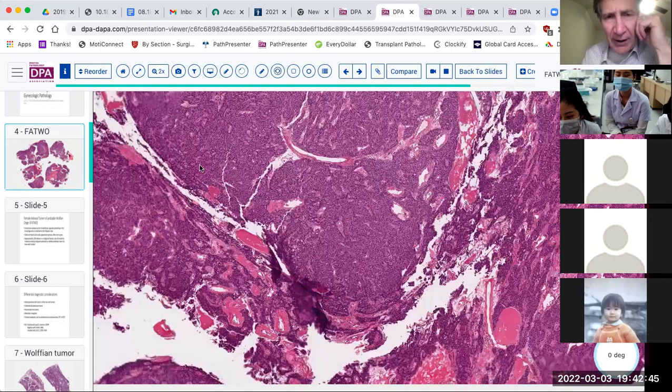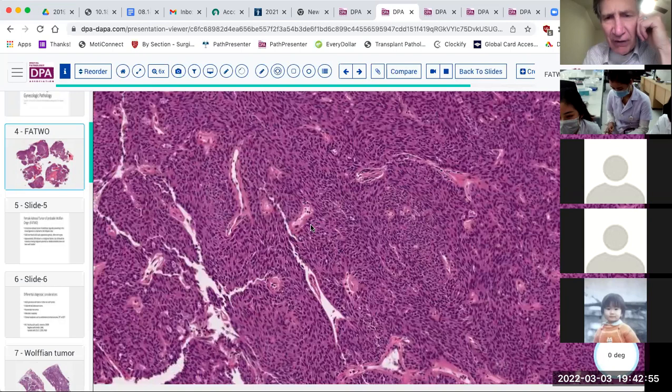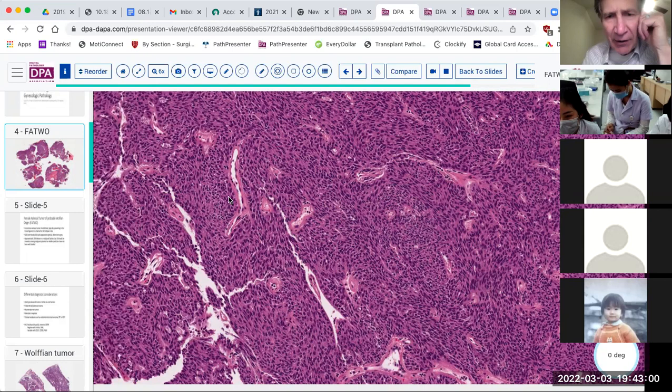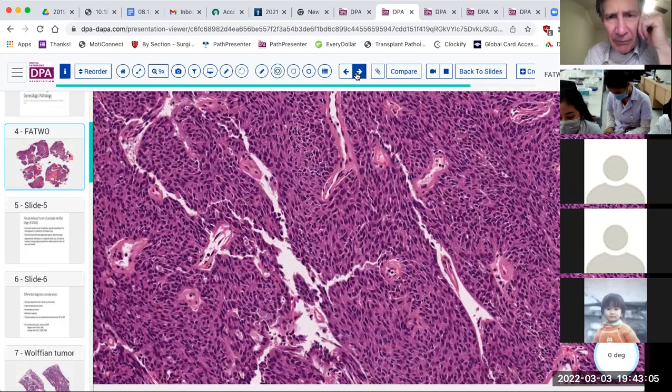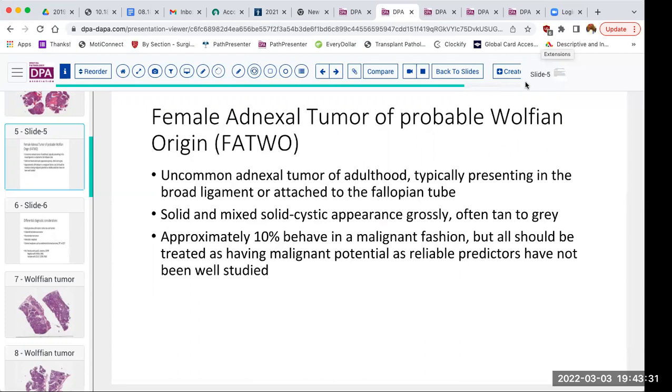Now, many of these are outside of the ovary in the hilum, not directly involving the ovary, and so that's sometimes a helpful feature, but not always. Sometimes they can abut or invade the ovary as well. So that's one morphology that we can see with this. This is usually adult patients. And as I mentioned, usually in the broad ligament or fallopian tube area, it can be solid or solid cystic. And about 10% of these behave in a malignant fashion. So that's something to be concerned about, but we don't really always have reliable predictors of which ones will be malignant and which ones will not be.